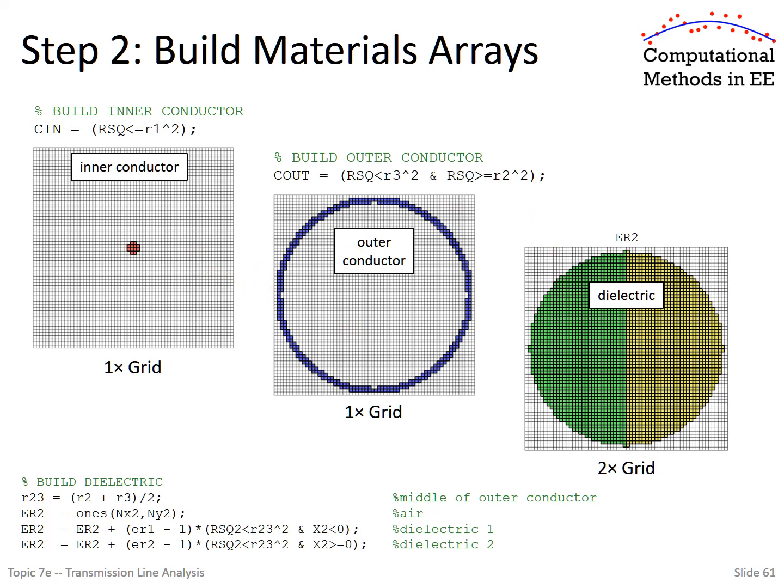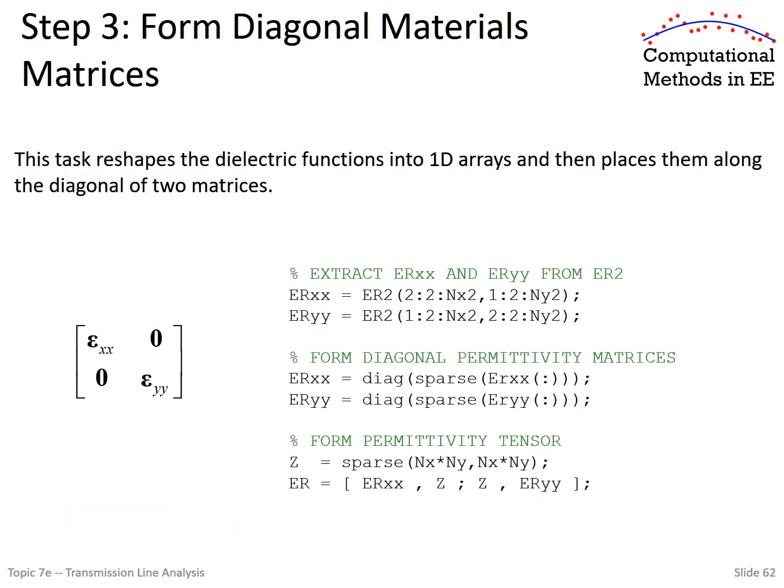And then we can also build the dielectric fill, but that's done on the 2x grid. So there's twice as many points on that grid as on the ones describing where our conductors are. And then from this 2x grid, we get our 2 1x grids, that's epsilon xx and epsilon yy. So we get our epsilon xx and epsilon yy from the 2x grid, we diagonalize those, and then lump those into a single tensor quantity, which also itself is a large diagonal array.